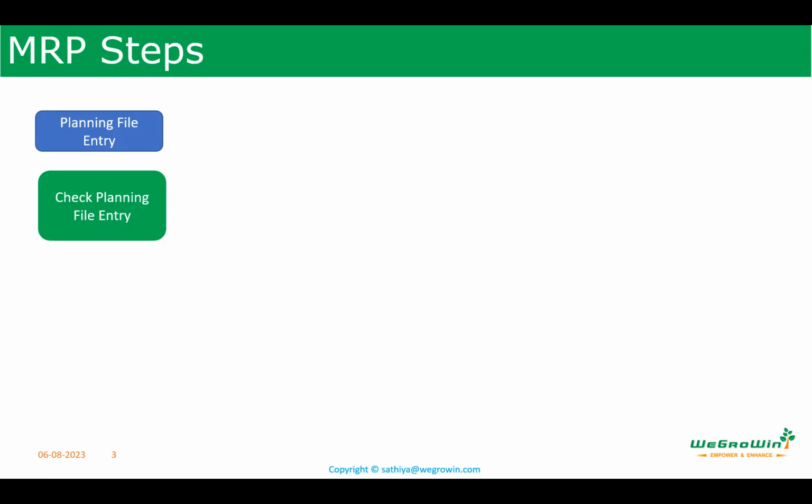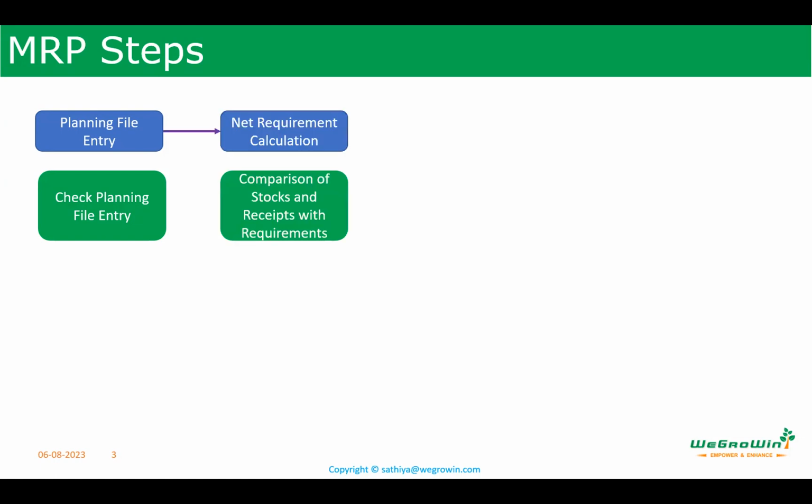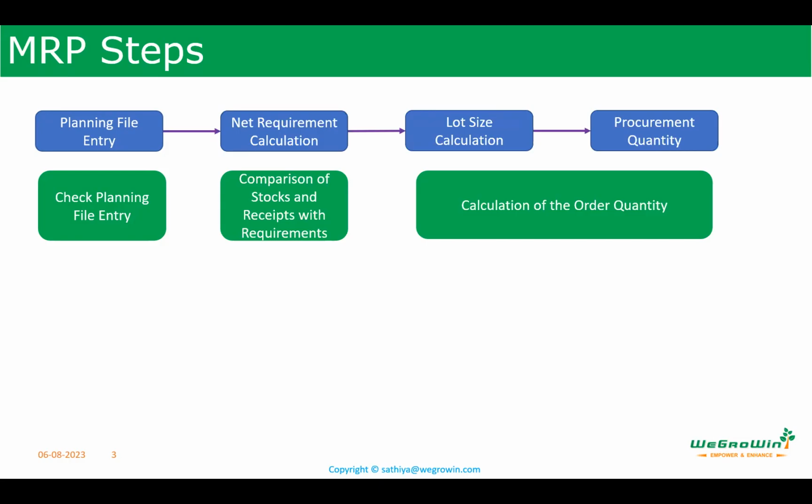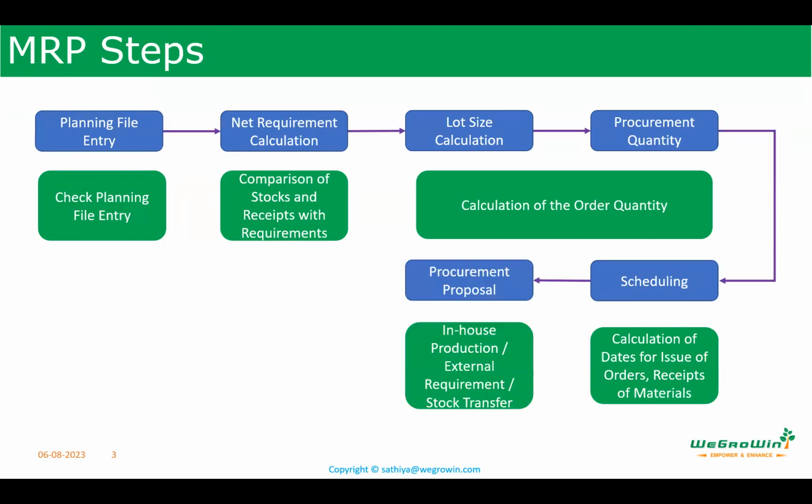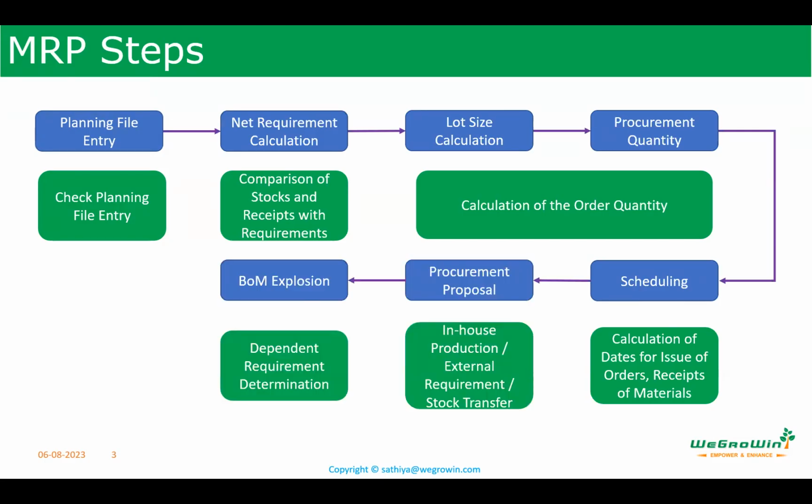Only if the planning file entry is there will the system start the MRP. If everything is the same, why should the system run MRP? The trigger will not be there. Then the net requirement calculation, then the lot size calculation, procurement, calculation of order quantity. Then the scheduling, calculation of the dates, procurement proposal, and BOM portion. These are the things we discussed yesterday, but in a different format, right? Understood, sir.